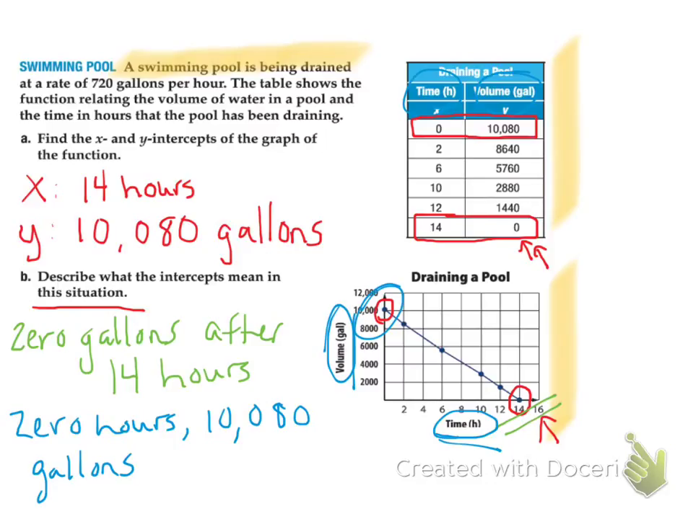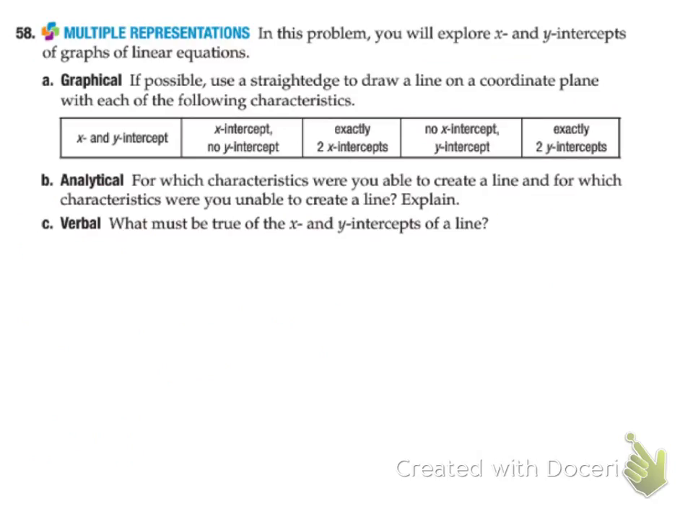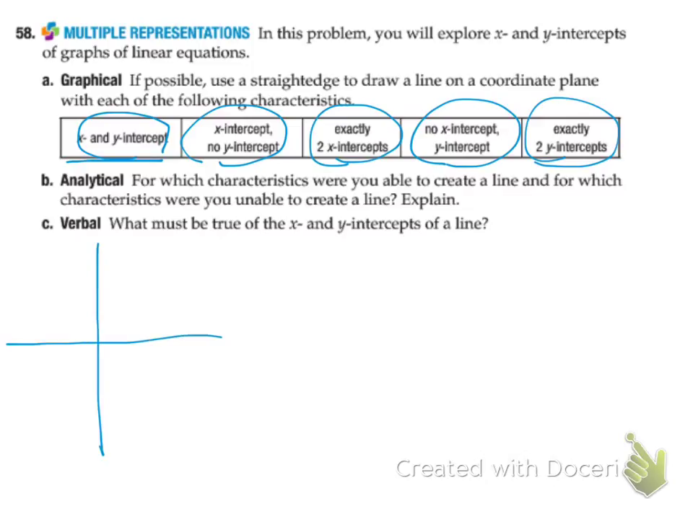Alright, so you are now able to identify x and y intercepts and identify linear equations. So what I'd like you to do for homework tonight is this problem, number 58 here. I'm starting with the harder one first so you can ask some questions. What you're going to do is draw a line on a coordinate plane with each of the following characteristics. So you're going to draw 5 graphs, one for each of these 5. Let's try the first one together. We're going to draw something that has an x and a y-intercept. Well, that's easy. There's a line that crosses the x-axis and the y-axis.